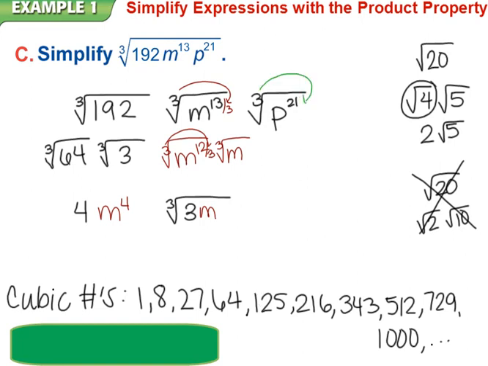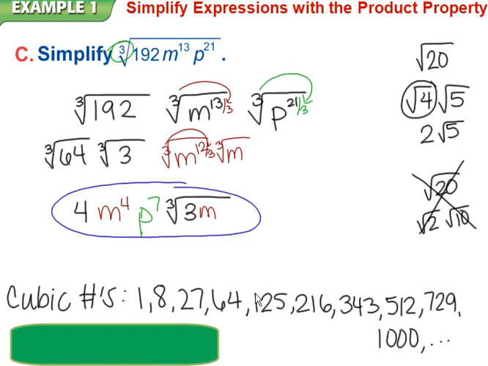And this one, I can just divide that by 3. And I get p raised to the 7th. Okay, even, even, odd. Check for absolute values. It starts odd, so I don't even have to worry about it. This is our answer. Next problem.